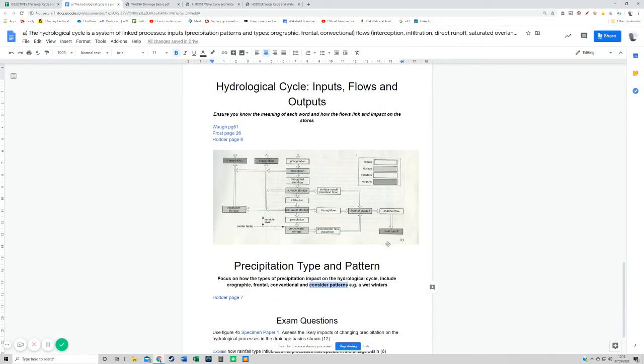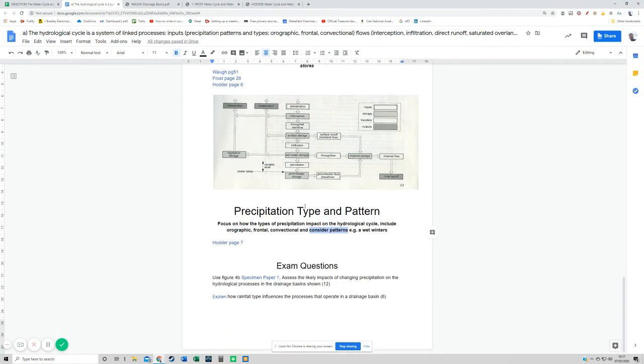You then need to make sure you know all the terms in that diagram. Some of them are more obvious than others. But the key then is to start thinking about how they're connected. So how does precipitation influence interception, and so on. And then finally, the spec focuses on precipitation as an input. So you've got to think about how, if you change precipitation type or patterns, how it might impact on the rest of the system.